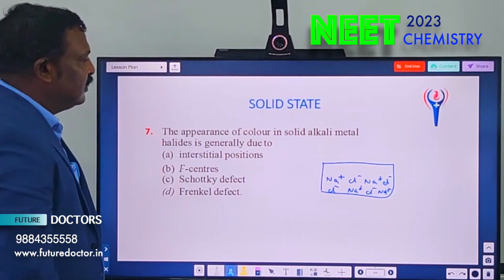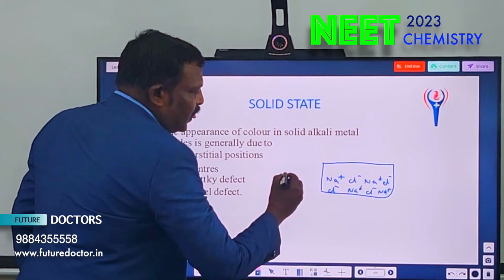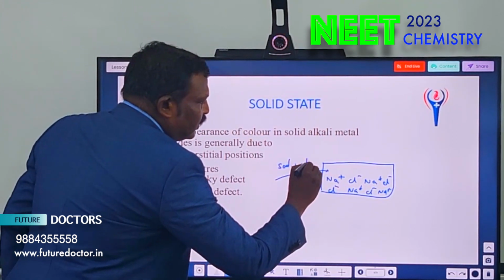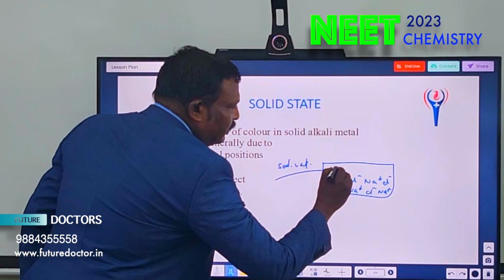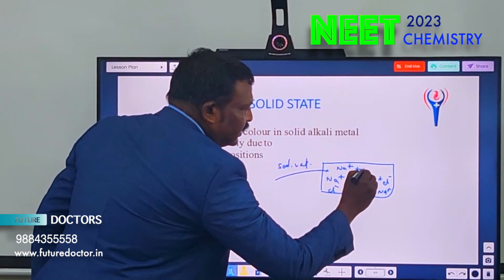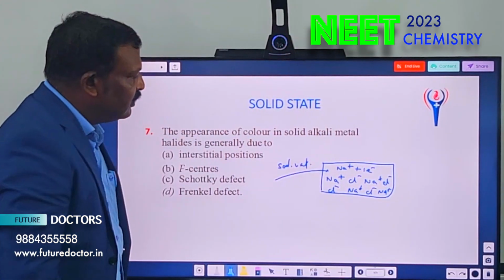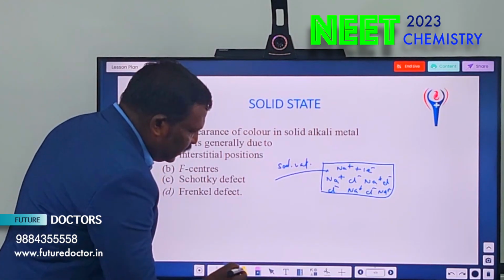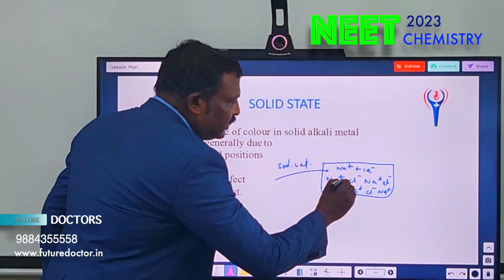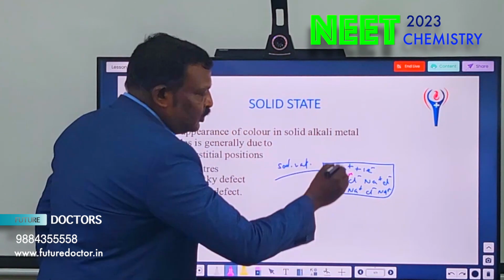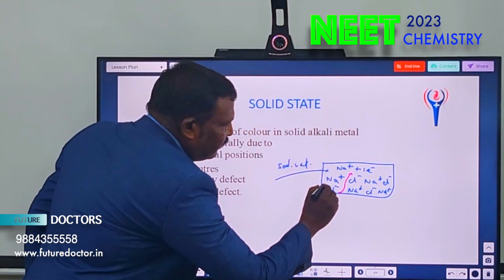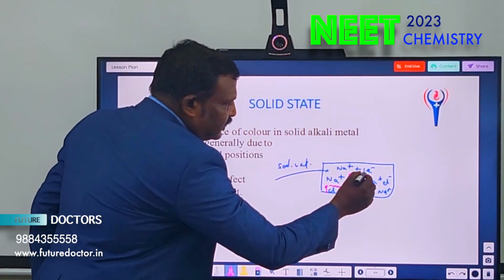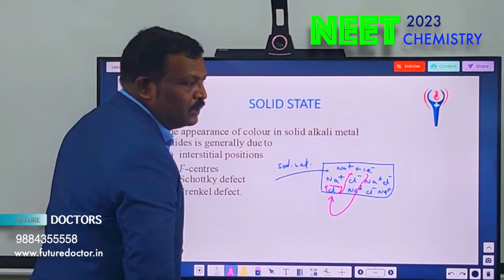Suppose in this crystal you pass sodium vapors. What happens when sodium vapors are passed? When it goes inside, it becomes Na plus and one electron, isn't it? Are you following? It has one valence electron, no? Whenever Na plus goes inside, Cl minus moves to the surface. So vacancies are created. That vacancy is compensated by the electrons coming to that place.